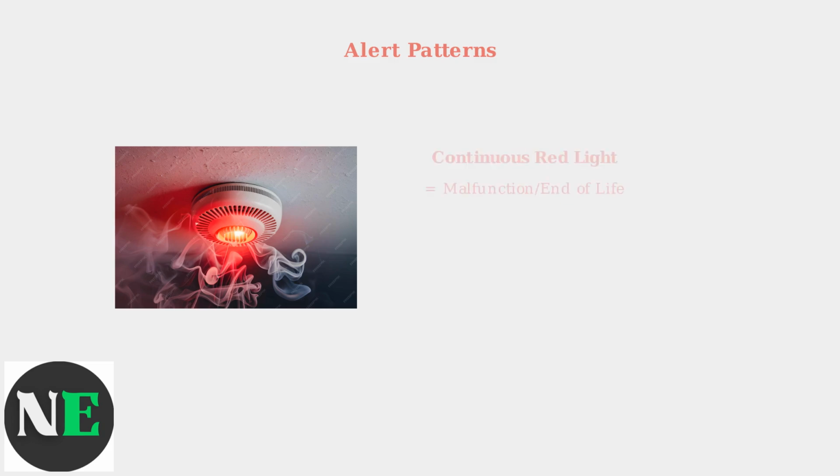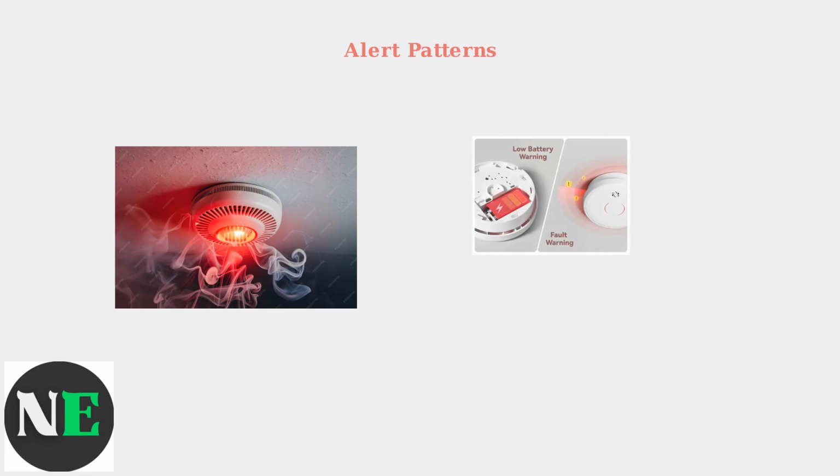A continuous red light often signals a malfunction or that the detector has reached the end of its operational life and needs replacement. Irregular blinking patterns usually indicate low battery or that maintenance is needed. This includes erratic timing or unusual flash sequences.